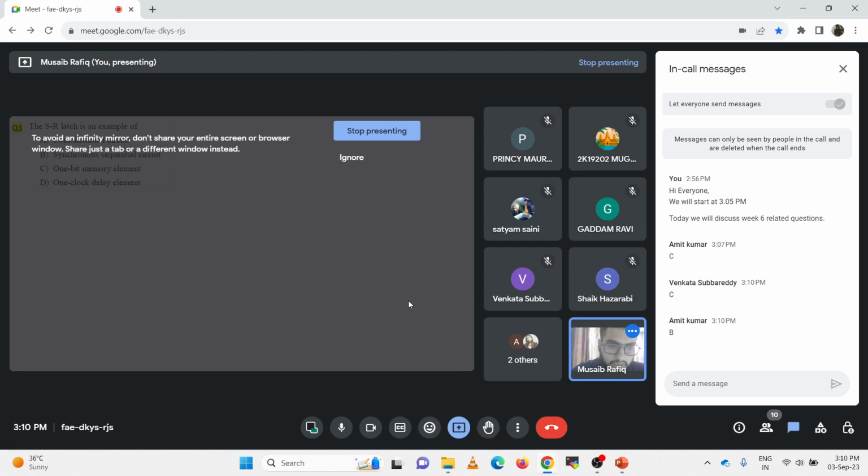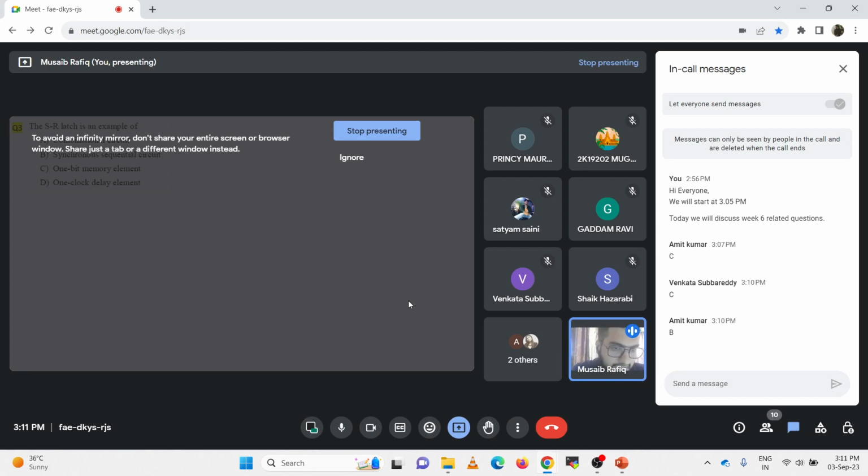So I'll just repeat the question. The SR latch is an example of, and we are given these 4 options. Option A, option B, synchronous sequential circuit, option C, 1-bit memory element, and option D, 1 clock delay element. One of the students have written the answer, 2 of the students, but only one of them is correct.